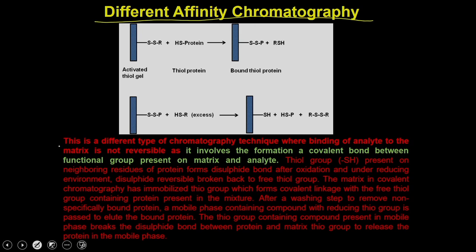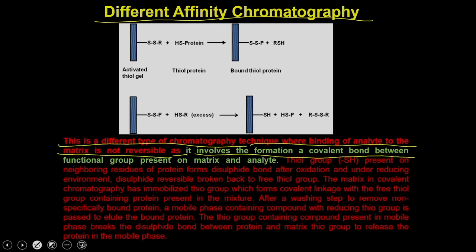Now we have very different types of affinity chromatography, where the binding of the analyte to the matrix is not reversible, as it involves the formation of a covalent bond between the functional group present on the matrix and the analyte.